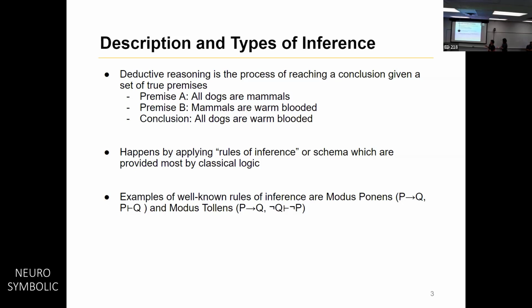And this happens by applying a common set of rules of inference, or a schema, which is usually provided by classical logic. Some examples of well-known rules of inference are modus ponens and modus tollens. Modus ponens is P implies Q, therefore P entails Q, and modus tollens is P implies Q, therefore not Q entails not P.